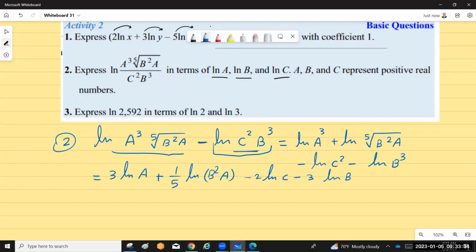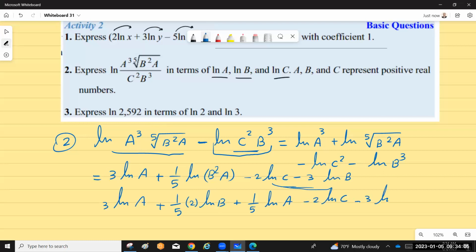And also here, you can rewrite. Here is a product ln. The product is ln plus ln. If we have fifths multiplied by each, so the first one will be 1/5, sorry, this 1/5 times 2 ln b plus 1/5 ln a, okay? And these two terms still exist, this and this, minus 2 ln c minus 3 ln b.